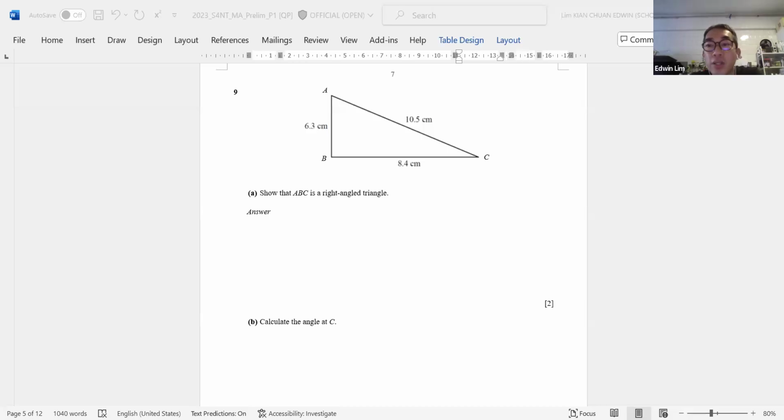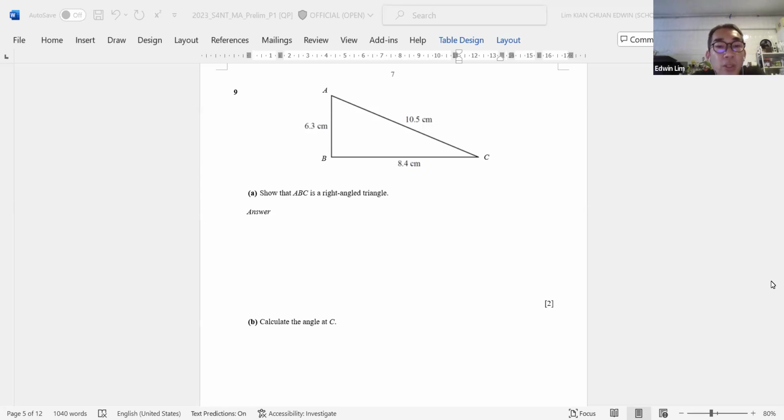Now I'll be doing question number 9. Question 9 actually shows a triangle with 3 sides, A, B, C. AB is 6.3 cm, AC is 10.5 cm, and BC equals 8.4 cm. It looks like a right angle triangle. Question A, show that ABC is a right angle triangle.